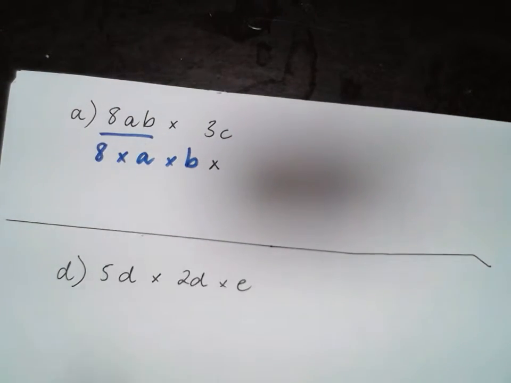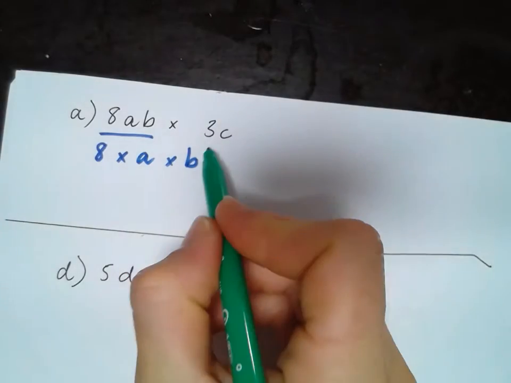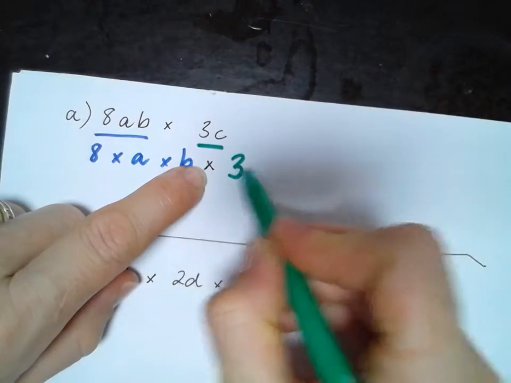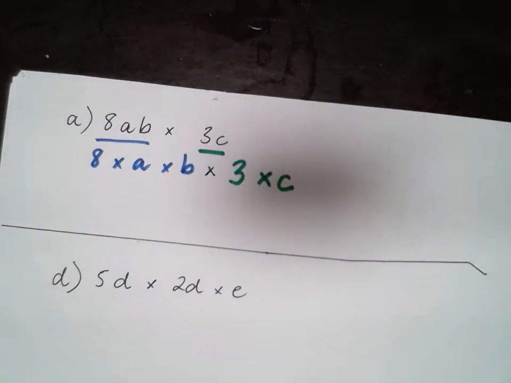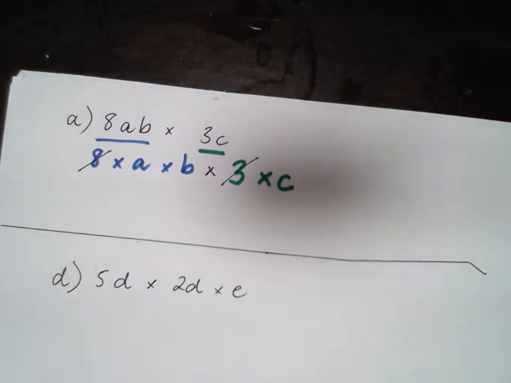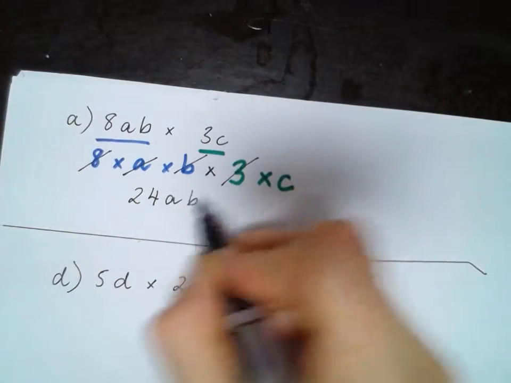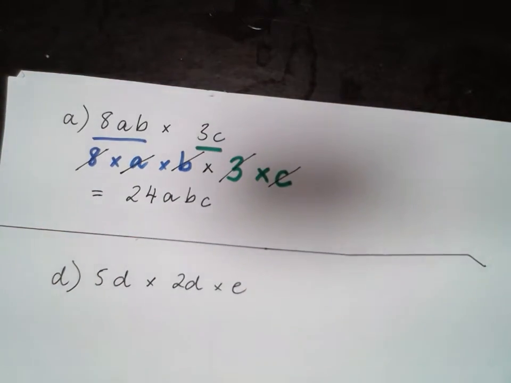Okay, so 8AB is expanded as 8 multiplied by A multiplied by B. Okay, this multiplication sign has to come down to continue the story, and that means 3 multiplied by C. So we just group what we call our constants, and we say 8 times 3 is 24. Then we just list our variables in alphabetical order and group all of our terms into one term. That one's nice and straightforward.